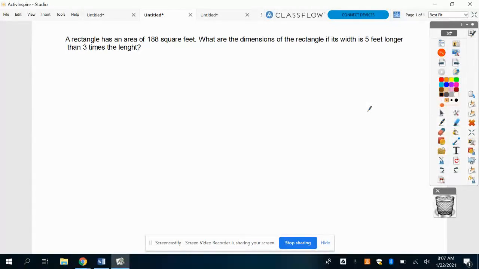So once again, we know we're going to be using the area equation of length times width. We are trying to use this last part here to help us get an expression for width, because width is 5 feet longer than 3 times the length. So our width is 5 feet longer than 3 times the length. So that's 3 times the length plus 5. And then we're just going to use L for length.